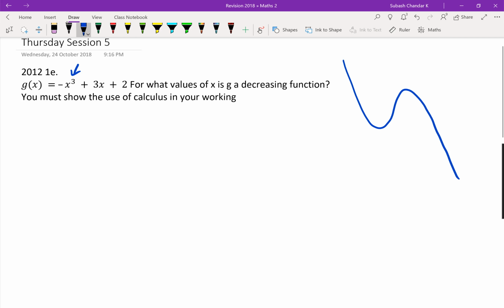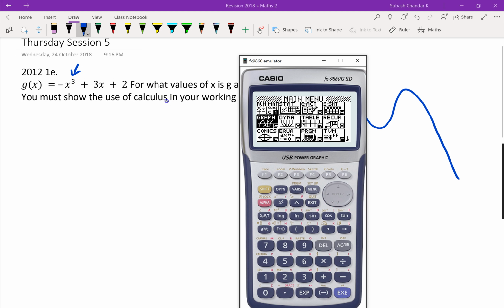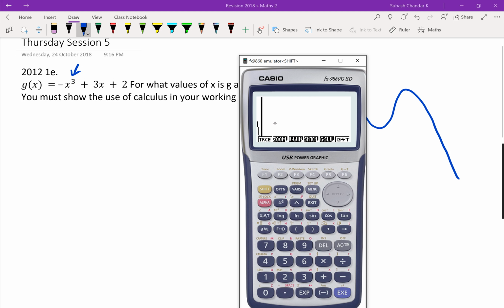Now, if you're unsure about this, what you can also do is just go into your graphics calculator and draw a graph and just see what it looks like. Negative x to the power of 3 plus 3x plus 2. Okay, now if it looks a bit funny, just click on F3, which is the view window, and just click on initial, and then it should fix up. So you see, you've got a rough cubic shape that's happening there.